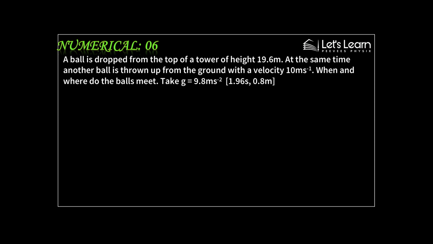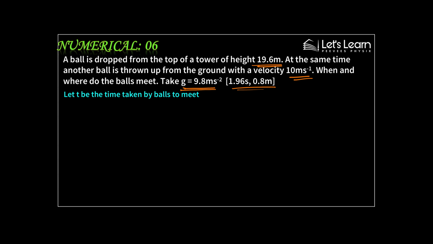Tricky question. Numerical number 6. A ball is dropped from the top of a tower of height 19.6. At the same time, another ball is thrown from the ground with a velocity of 10 meter per second upwards. When and where are they going to meet? We choose g as 9.8 meter per second square.